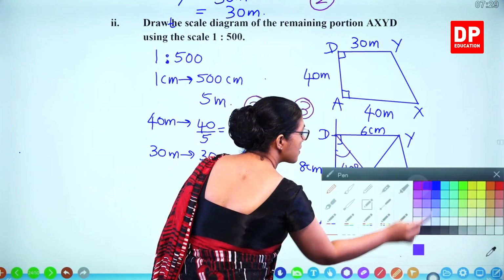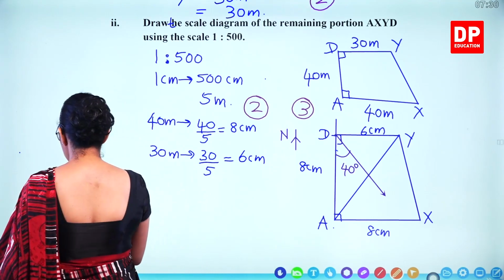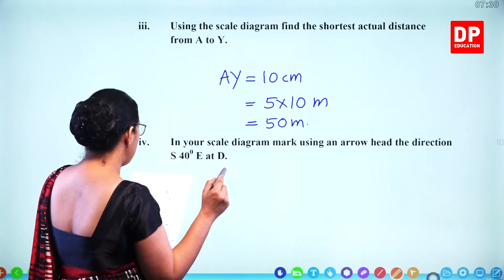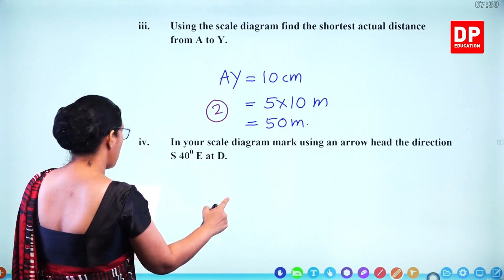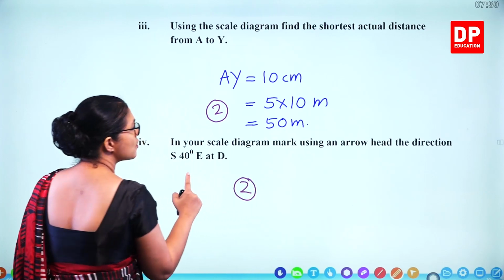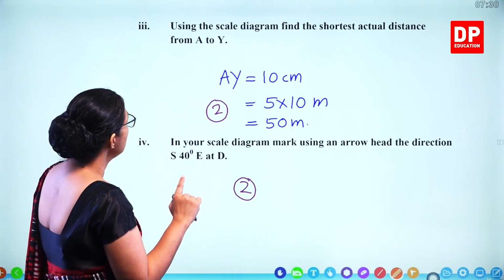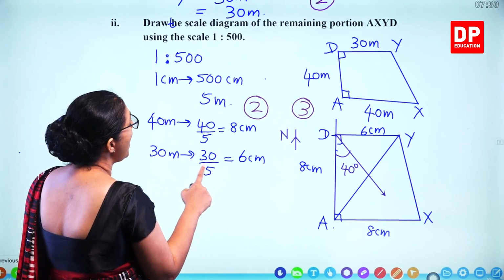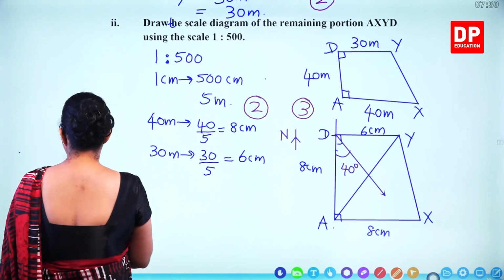So how many marks are you getting? 50 meters, this one 2 marks, and showing with the arrow another 2 marks. We did that on the other page. So altogether 2 and 2 is 4, 4 and 2 is 6, 6 plus 5 is 11.